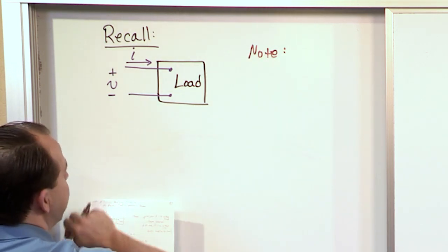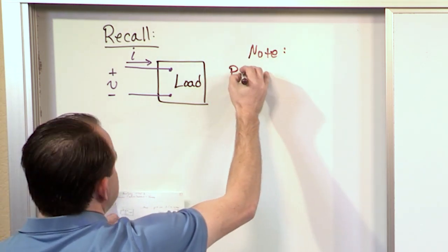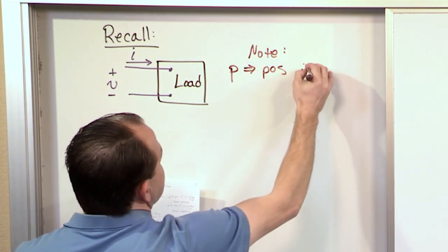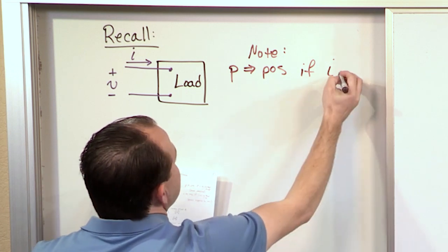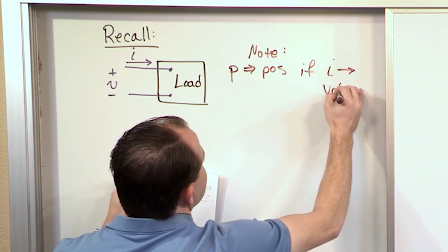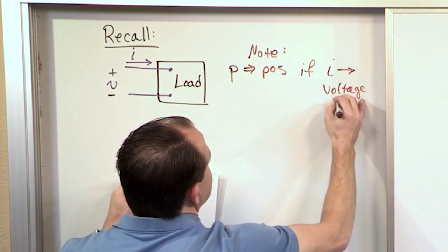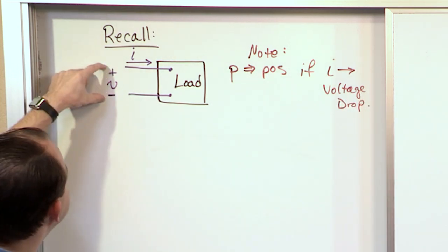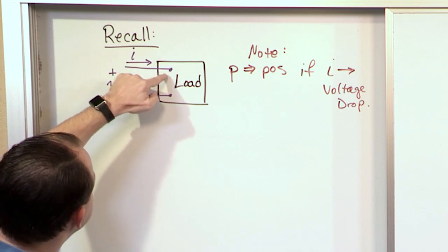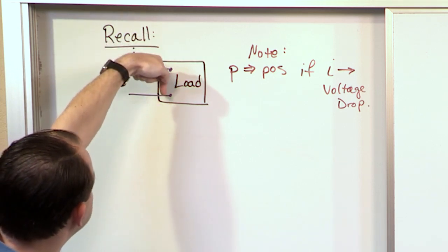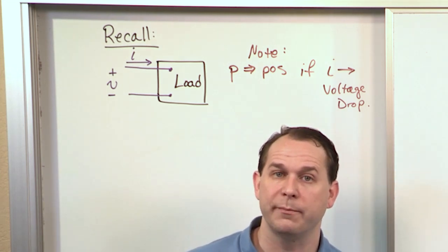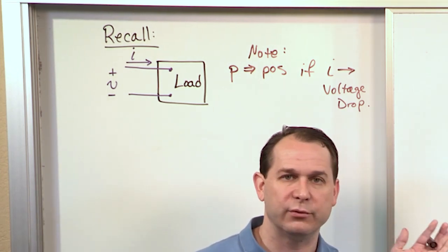Way back when we talked about the sign convention, we said that P is positive if the current I goes in the direction of a voltage drop, which is exactly the way I have it drawn here. You can see plus minus would be right here. The current is going in the direction of a voltage drop, so we talk about power being absorbed by the load. We have power is equal to I times V.